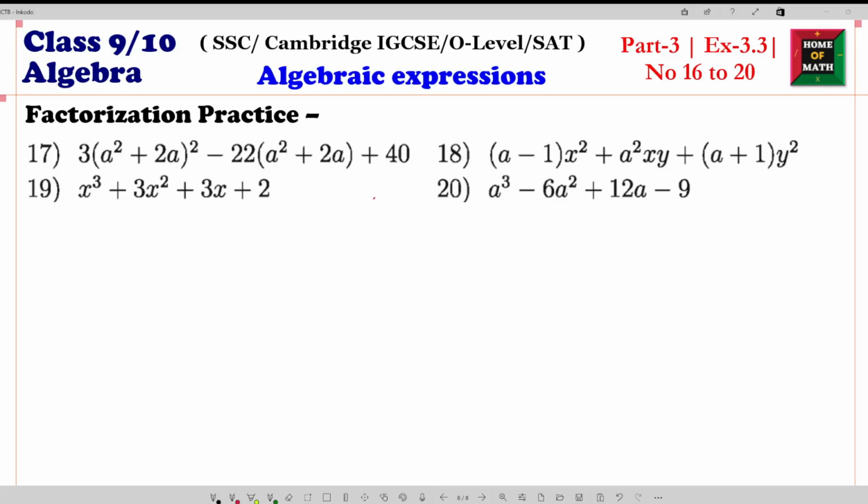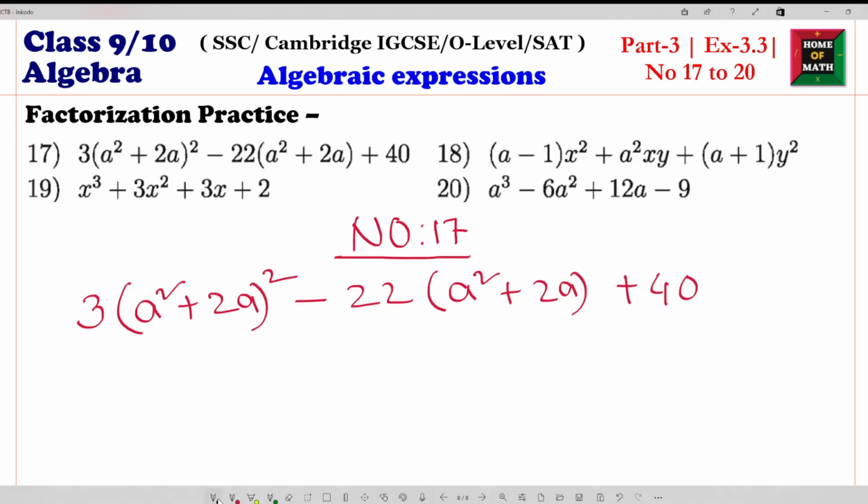Factorization practice, algebraic expression part 3, exercise 3.3. In this video we are going to solve 17 to 20. Let's start. Number 17: (3a² + 2a)² − 22(a² + 2a) + 40.